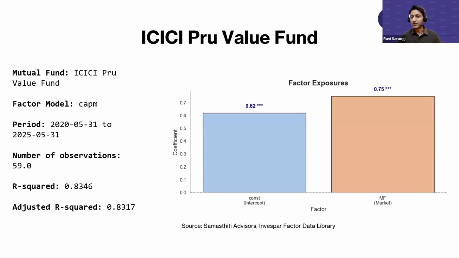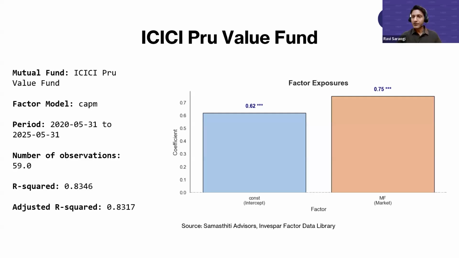The market beta is about 0.75. This tells us that the fund moves in the same direction as the market, but not as aggressively. A beta below 1 means that it's less volatile than the market. A beta of 1 would mean that the fund moves exactly in line with the market. A beta more than 1 would mean that the fund is more sensitive than the market. If the market goes up and down, the fund will gyrate even more than the market.